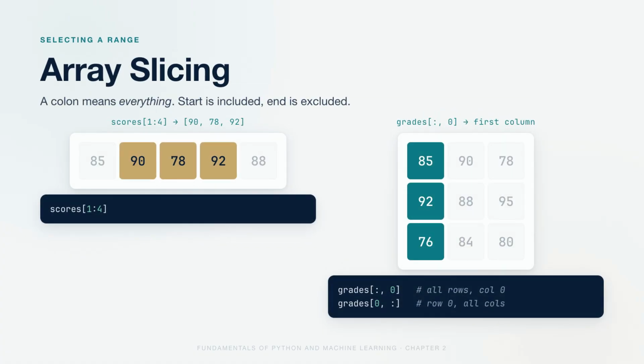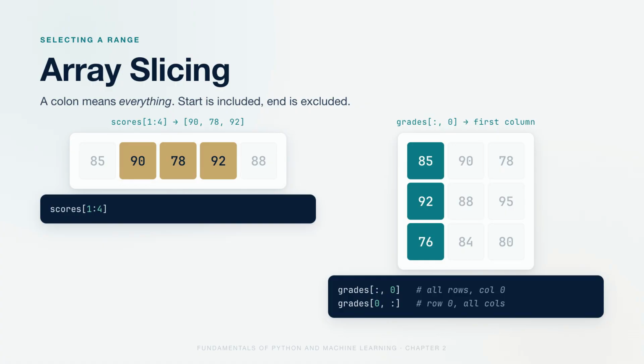Slicing allows us to select a range of values from an array. For a one-dimensional array, we can use the syntax scores[1:4] to return the values starting from index 1 and stopping before index 4. So if our array has 5 values, 85, 90, 78, 92, and 88, scores[1:4] returns 90, 78, and 92. The starting index is included, but the ending index is not included.